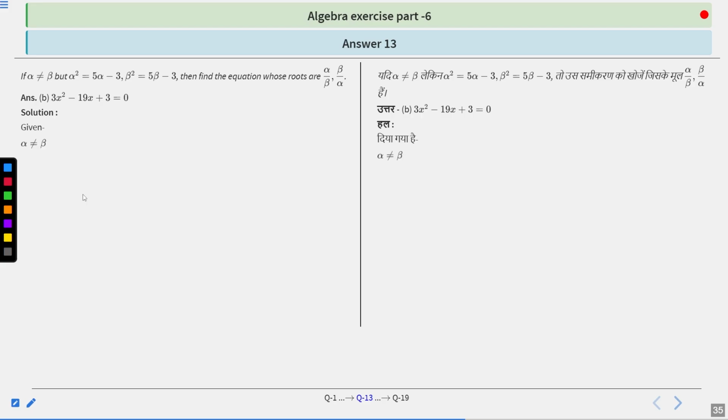Given were alpha is not equal to beta and alpha square is equal to 5 alpha minus 3 and beta square is equal to 5 beta minus 3. So if alpha square is equal to 5 alpha minus 3, then alpha square minus 5 alpha plus 3 is equal to 0. And if beta square is equal to 5 beta minus 3, then we can say beta square minus 5 beta plus 3 equal to 0. So we have got two equations in the form of alpha and beta.